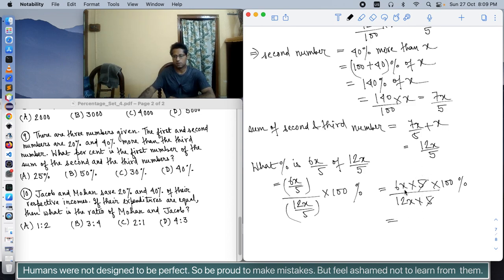5 cancels out, 6x cancels 12x with 2, and 2 cancels 100 with 50. So this is 50 percentage, and hence the correct choice is B. B is the correct choice.